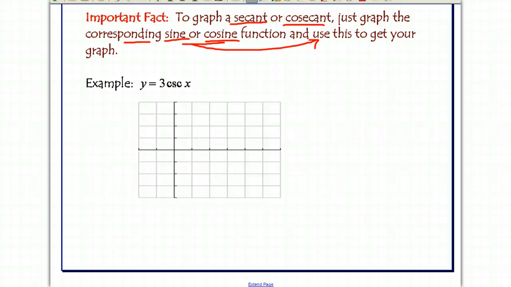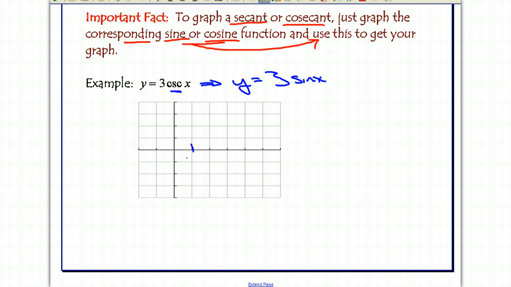So if somebody asks you a question, could you graph y equals 3 cosecant of x? Your first answer is sure, but first let me graph y equals 3, let's see, reciprocal of cosecant is sine of x. So we're going to start with that graph.